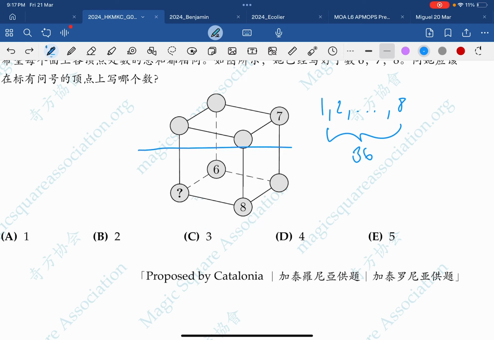Okay, what if I split it in half this way? So I have the top face over here and the bottom face. If the total sum is 36, doesn't that mean the top face is going to give me a sum of 16 and the bottom face is going to give me a sum of 16 as well? Because they have to be the same, right? Oh wait, sorry. I mean 18, sorry, 18. Because 36 divided by 2 is 18, which means if I split it like this, the sum of this is 18, the sum of this is also 18.